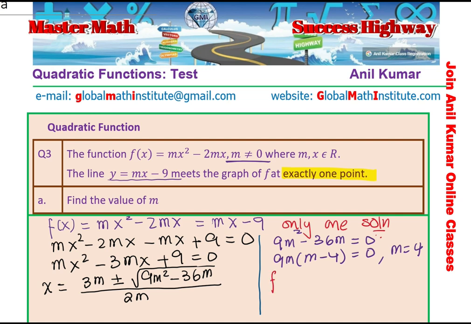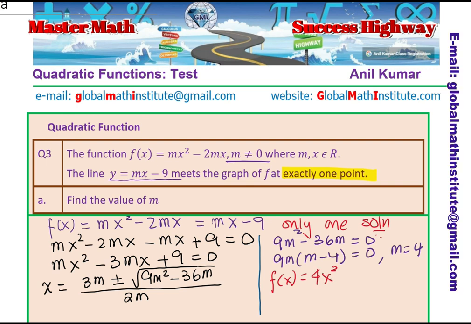Perfect. Now with that value of m, we can write down the function itself. The function now is f of x equals 4x squared minus 4 times 2, 8x. It equals 4x squared minus 8x. So that becomes the function. Now with f of x as 4x squared minus 8x and m equals 4, let's continue and write the solutions for the next two.